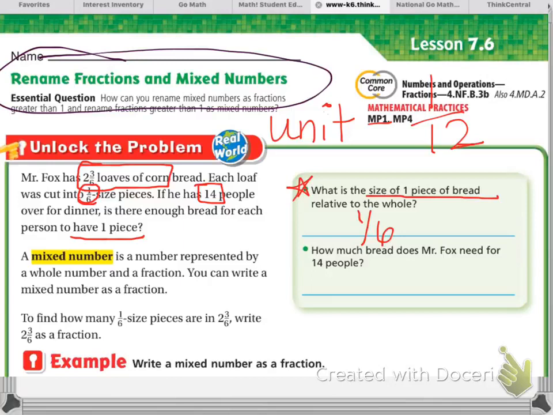How much bread does Mr. Fox need for 14 people? Well, if he wants 14 people to have one piece, he needs at least 14 1/6 size pieces. Or if I add 1/6 14 times or multiply 1/6 times 14, I see that that's 14/6. So he needs at least 14 pieces or 14/6 pieces.